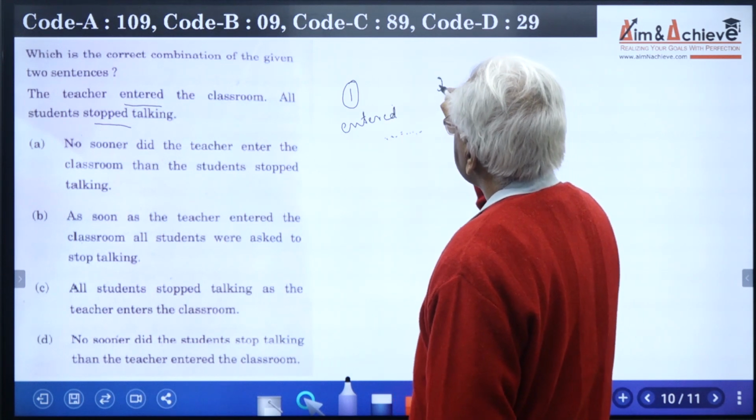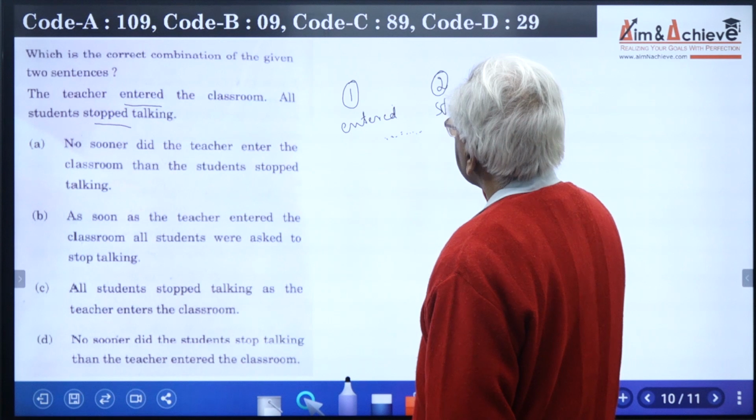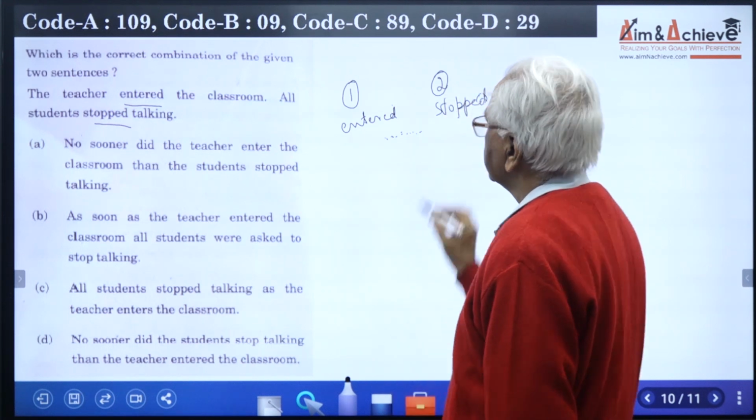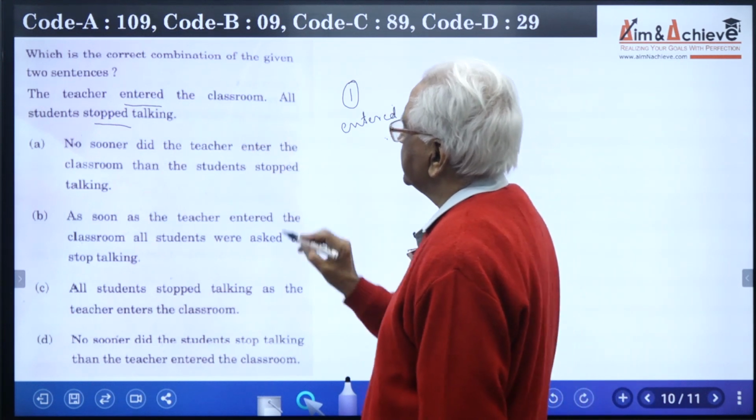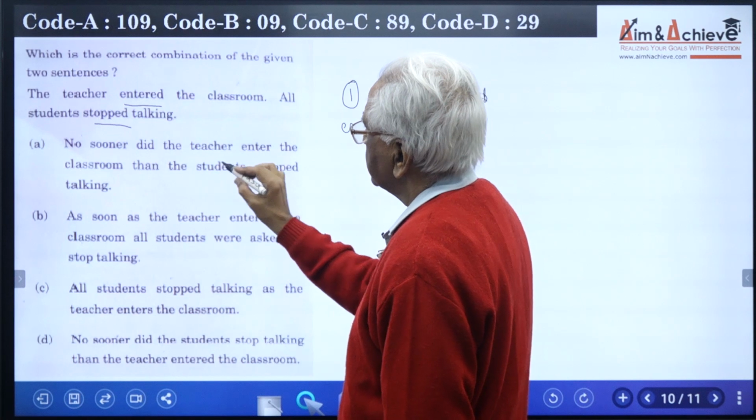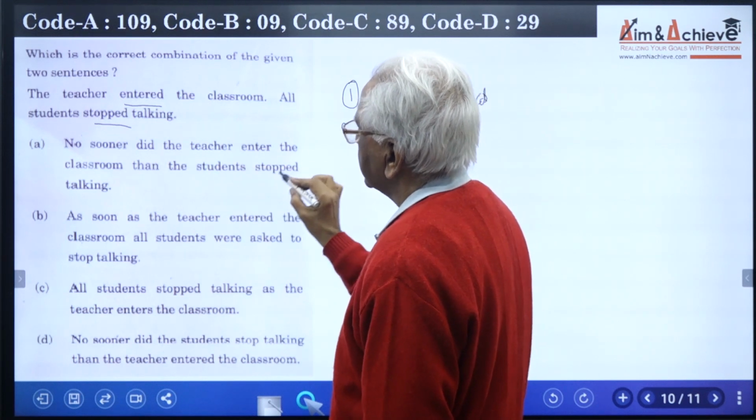And thereafter they stopped talking. These are the sequence of events. Now, no sooner did the teacher enter the classroom than the students stopped talking.